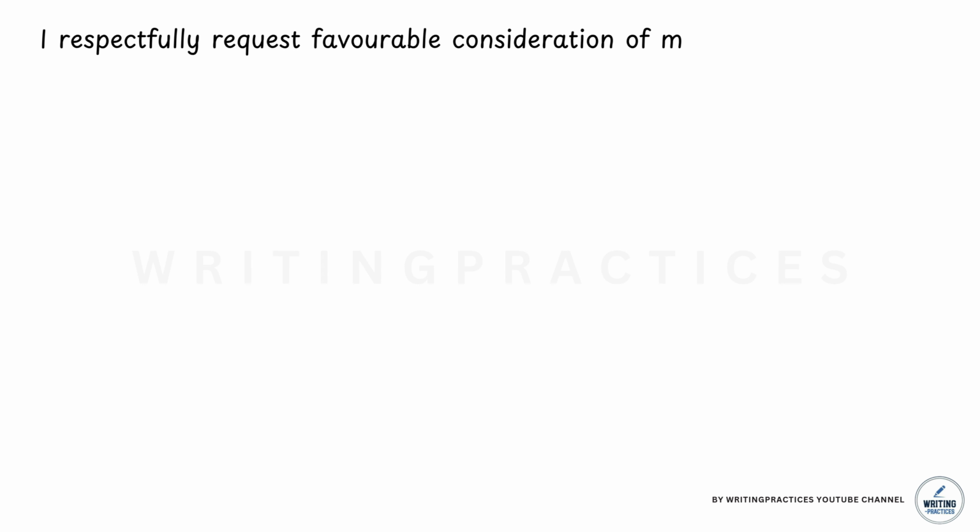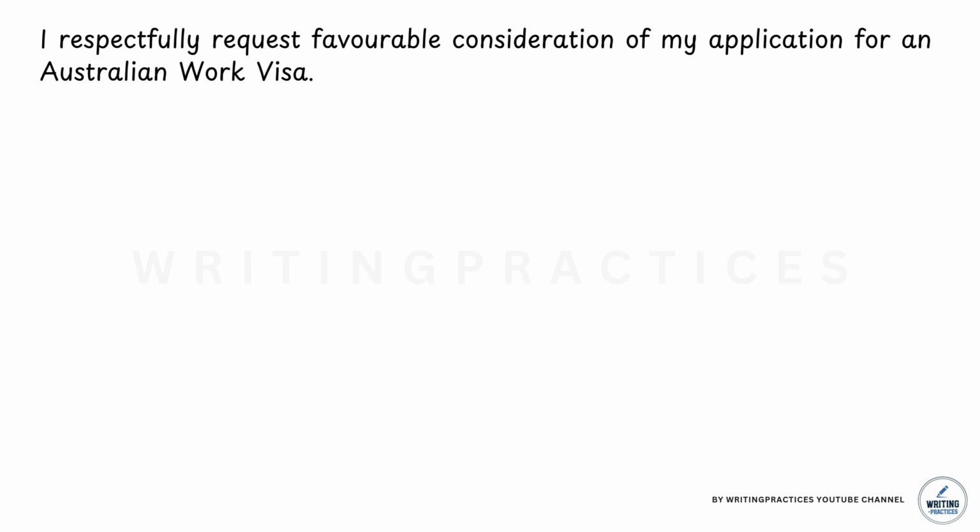Example, I respectfully request favourable consideration of my application for an Australian work visa. This formally asks immigration officers to review your application. It keeps your letter respectful and professionally structured. Keep this sentence concise. Thank you paragraph.